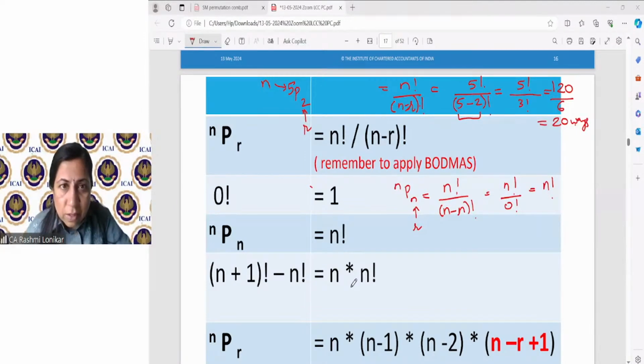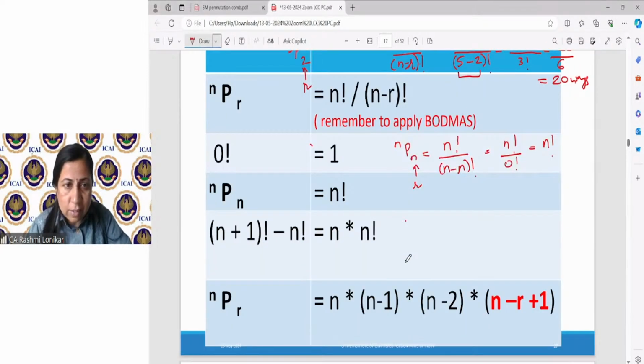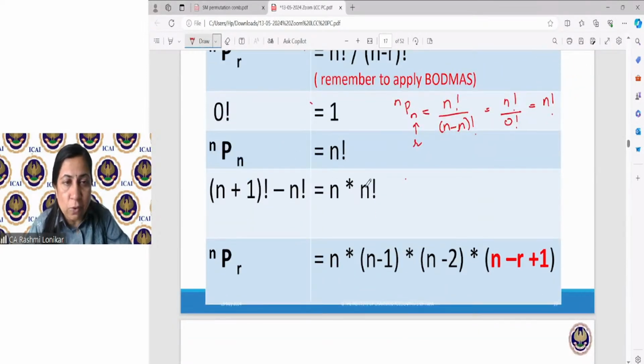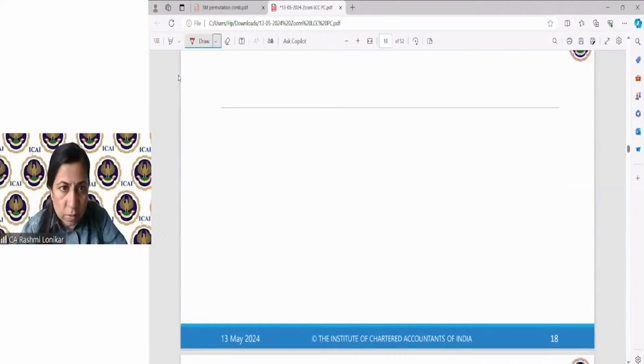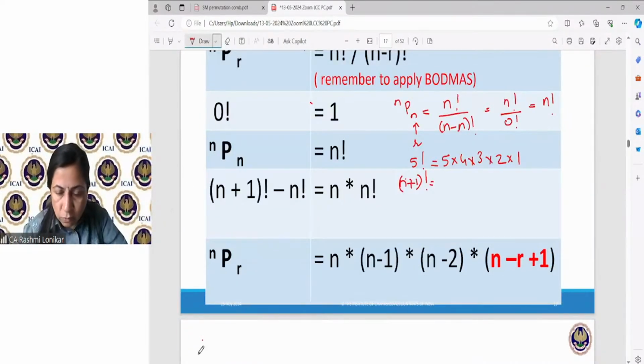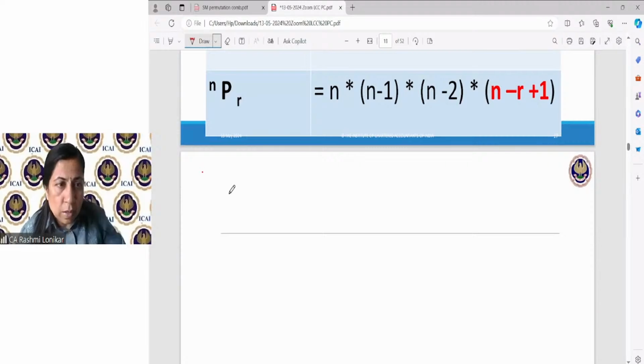Abhinandan, very good. Now let us see this. (n plus 1) factorial minus n factorial. Now, what did I tell you? 5 factorial can be written as 5 into 4 into 3 into 2 into 1. Now, how much will I be able to write (n plus 1) factorial? (n plus 1) factorial can be written as, okay, I have place over here. Let me write it over here. I have (n plus 1) factorial minus n factorial. This is the sum here.